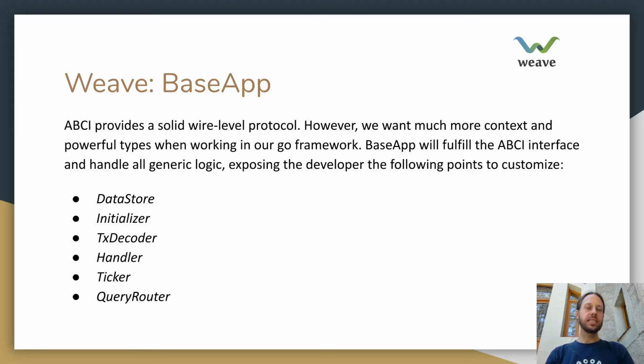By implementing these interfaces, a Merkleized data store, an initializer to handle InitChain, a TX decoder and handler, which will process all CheckTx and DeliverTx, a ticker to allow repeated tasks called at BeginBlock, and a query router for queries, we basically have nice high-level Golang interfaces we are familiar with, and the rest of the binding to the whole lifecycle from the ABCI app is handled by BaseApp. It is not too opinionated. It is just basic bookkeeping stuff that we need to do anyway, so it just handles all those details for us.